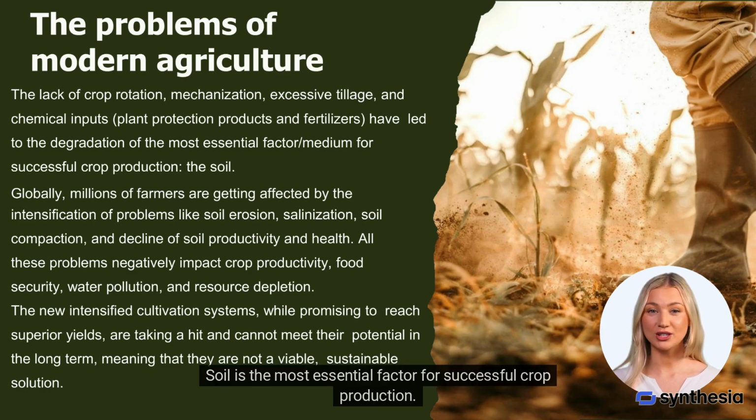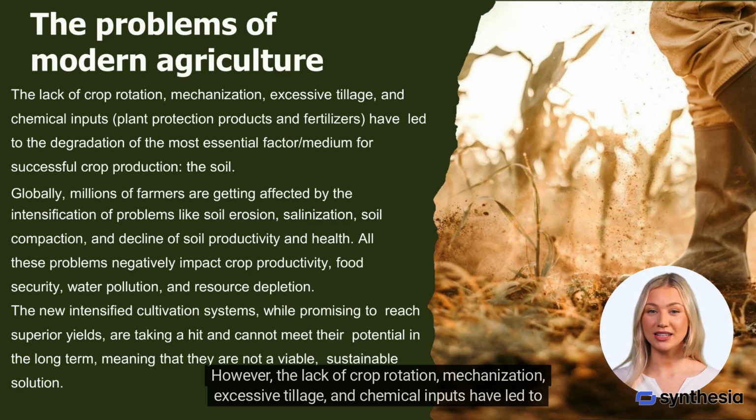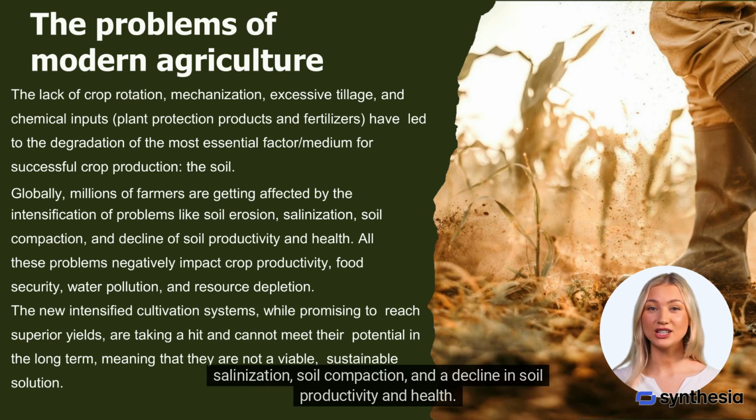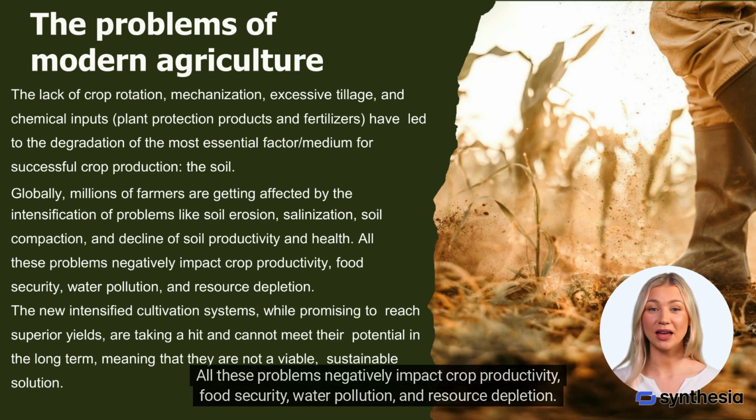Soil is the most essential factor for successful crop production. However, the lack of crop rotation, mechanization, excessive tillage, and chemical inputs have led to the degradation of soil. Globally, millions of farmers are being affected by the intensification of problems like soil erosion, salinization, soil compaction, and a decline in soil productivity and health. All these problems negatively impact crop productivity, food security, water pollution, and resource depletion.